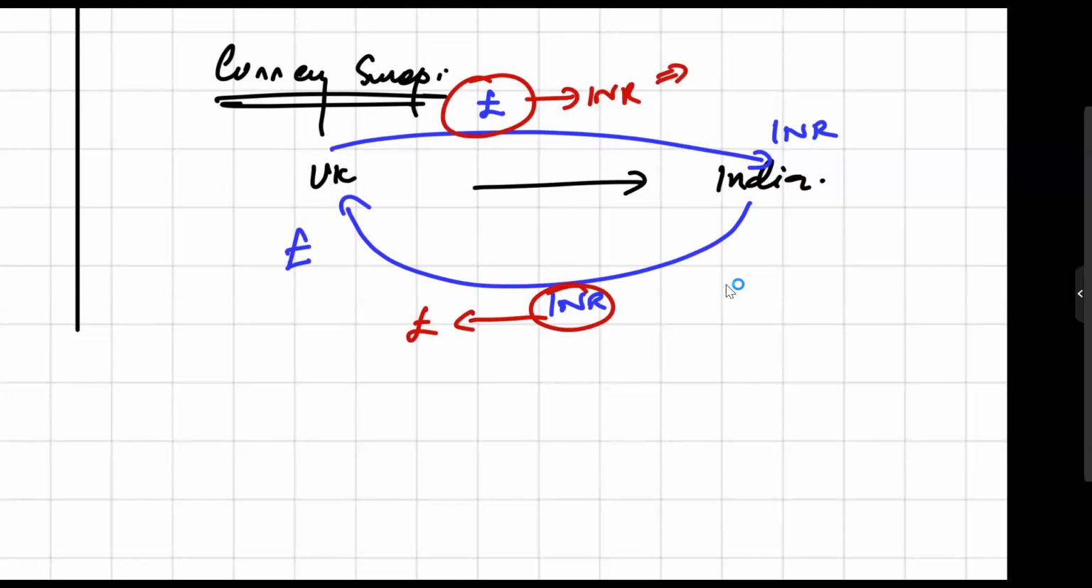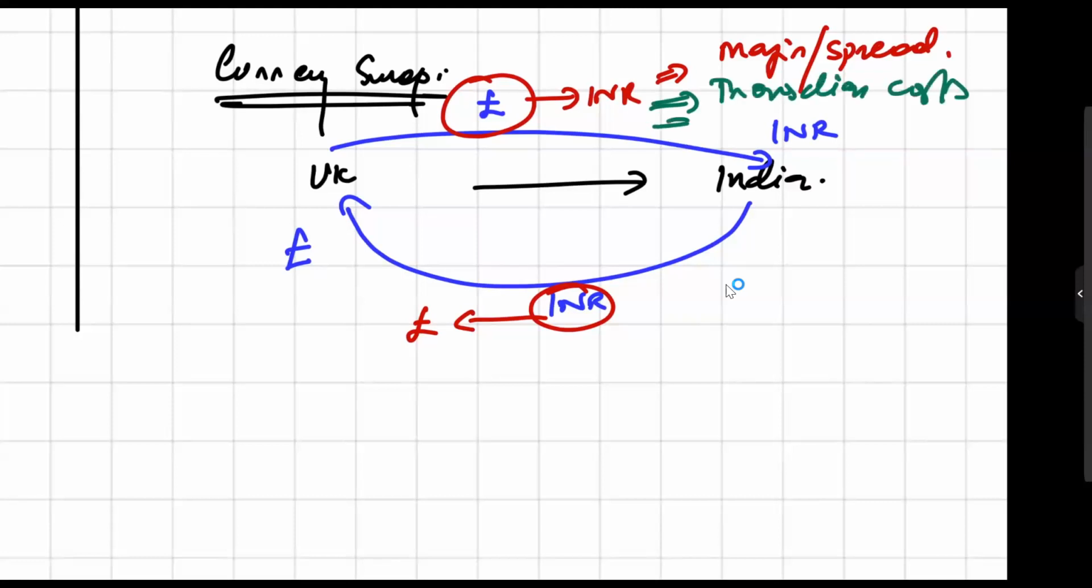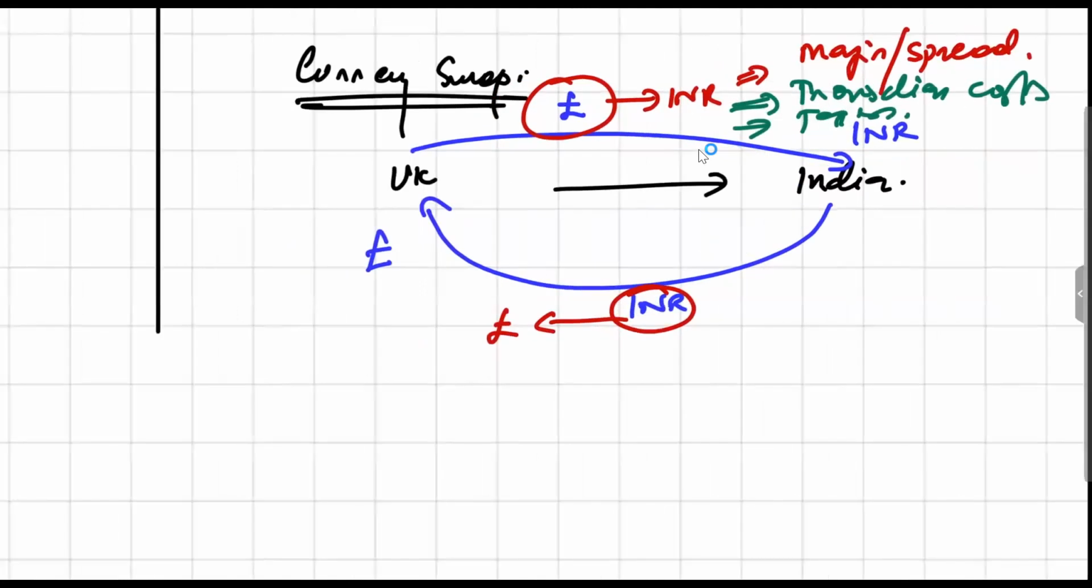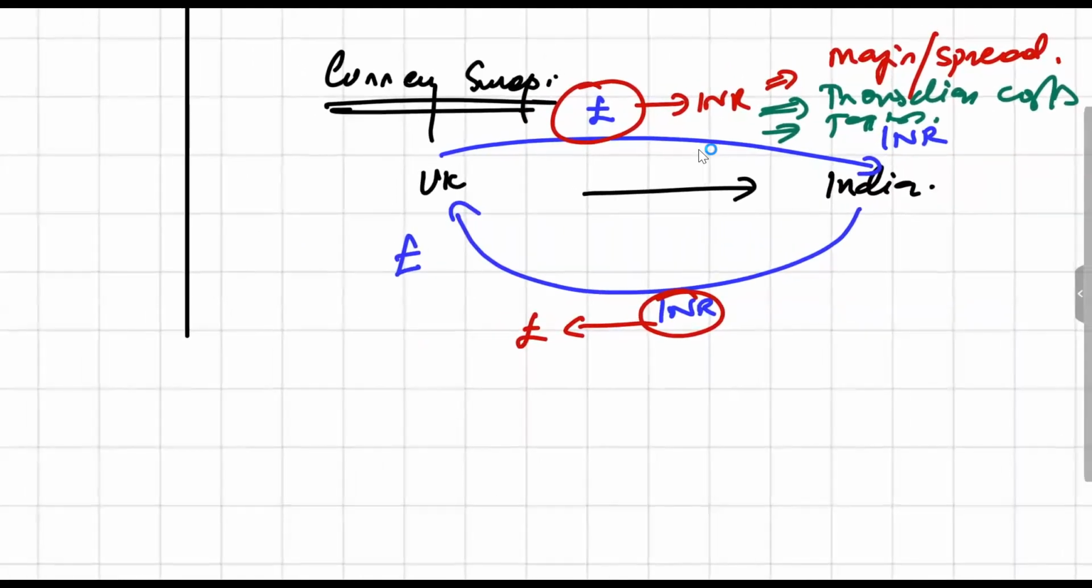One of them is the margin, which we call the spread, the difference between the currency buying and selling rates. And you are always on the losing end. There are also transaction costs and at times taxes. So there are multiple costs that you face, and you want to avoid these costs and these margins.